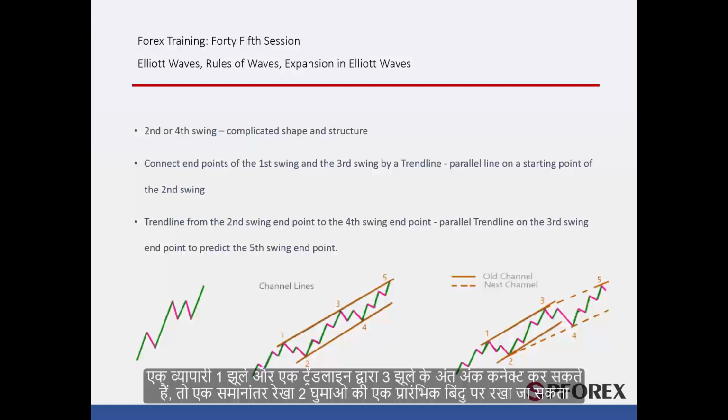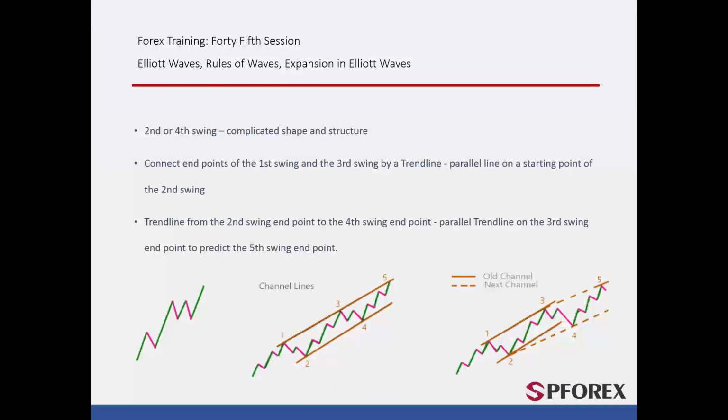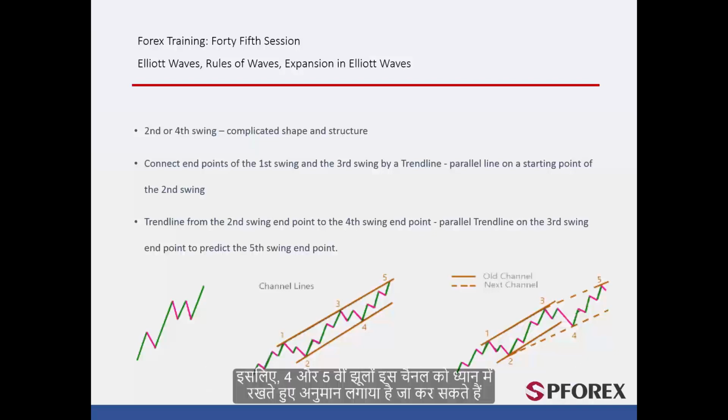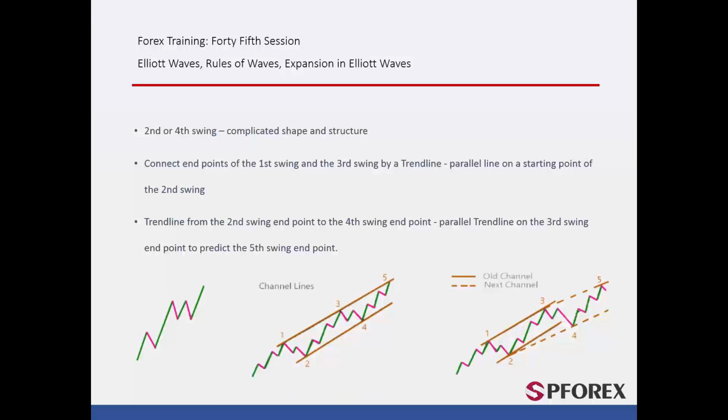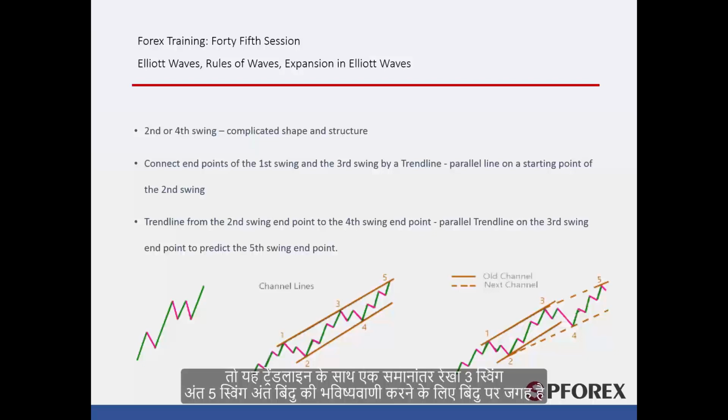A trader can connect the endpoints of the first swing and the third swing by a trend line. Then a parallel line can be placed on a starting point of the second swing. Hence, the fourth and fifth swing can be speculated considering this channel. If the fourth swing does not form on the defined line, whether higher or lower, a trader can draw a trend line from the second swing endpoint to the fourth swing endpoint. Then place a parallel line with this trend line on the third swing endpoint to predict the fifth swing endpoint.